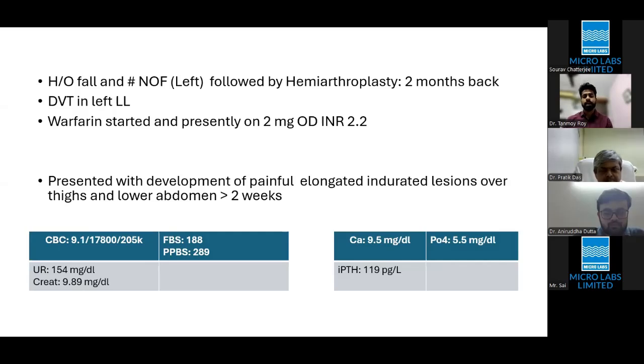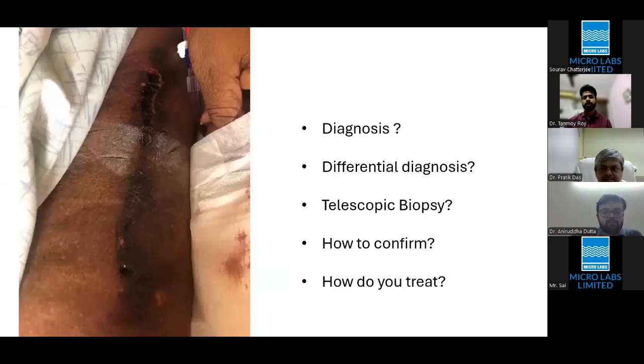In the lab, hemoglobin 9.1, count 17,800, platelets 2,05,000, fasting blood sugar is 188 and postprandial blood sugar is 289. Urea is 154, creatinine is 9.89 milligram per deciliter. Calcium is 9.5, phosphorus is 5.5, and iPTH is 119 picogram per liter. So this is the lesion.